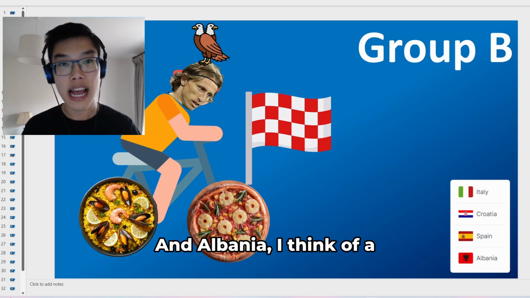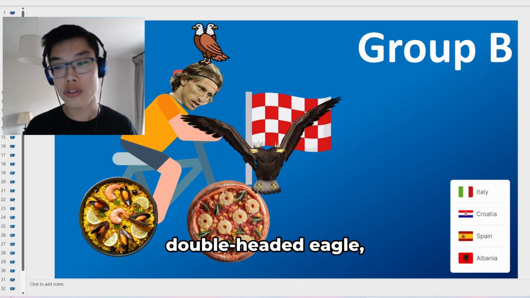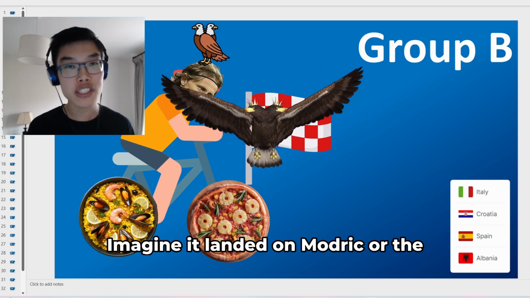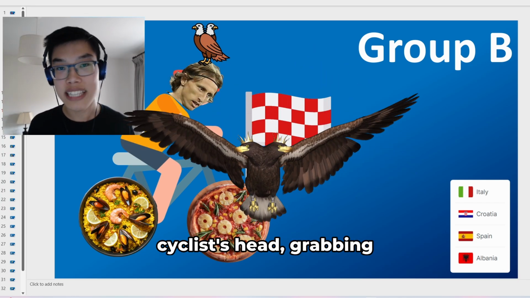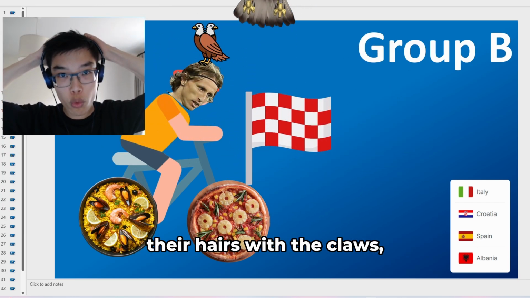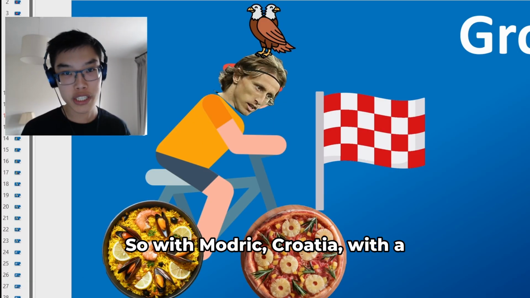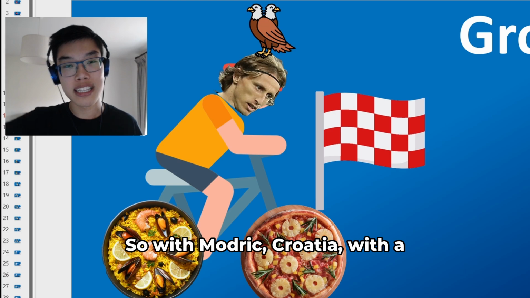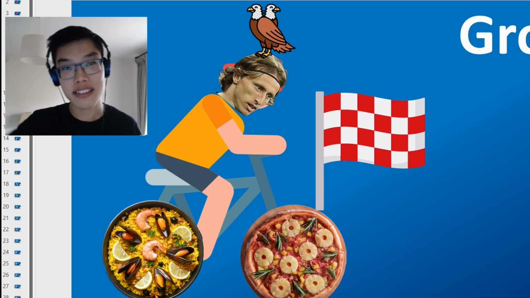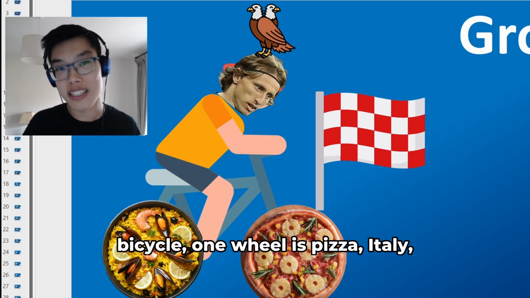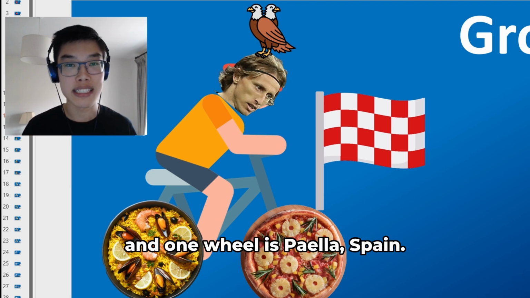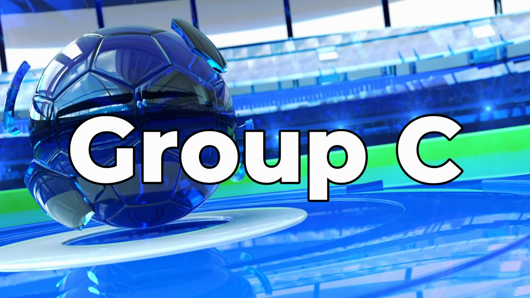And Albania, I think of a double-head eagle also on their flag. Imagine it landed on Modric or the cyclist's head, grabbing their hairs with the claws, making Modric showing a very painful face. So we have Modric, Croatia, with a double-head eagle on their head. Albania riding a weird bicycle. One wheel is pizza, Italy, and one wheel is paella, Spain.